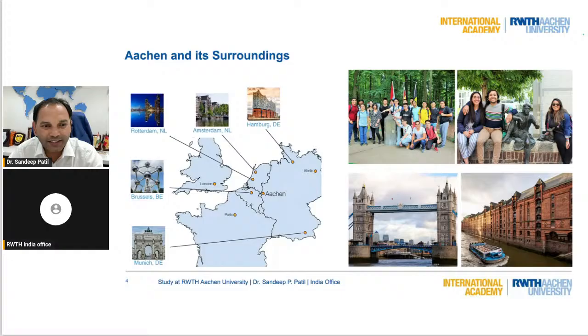Of course, if you look at the other major cities in Germany, as well as neighboring countries like Brussels, Rotterdam, Amsterdam, they are pretty close to Aachen, like 2 hours of driving. And if you look at Hamburg or Paris and Munich, Berlin, they are not so far away. I would say it's like 4 to 5 hours of driving distance, which is really good and convenient to travel to the other cities.